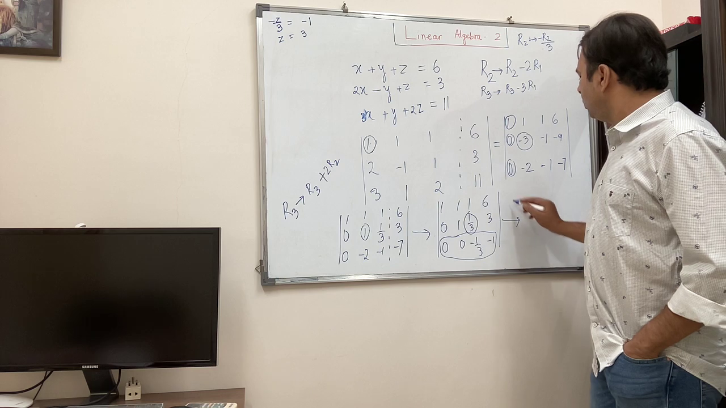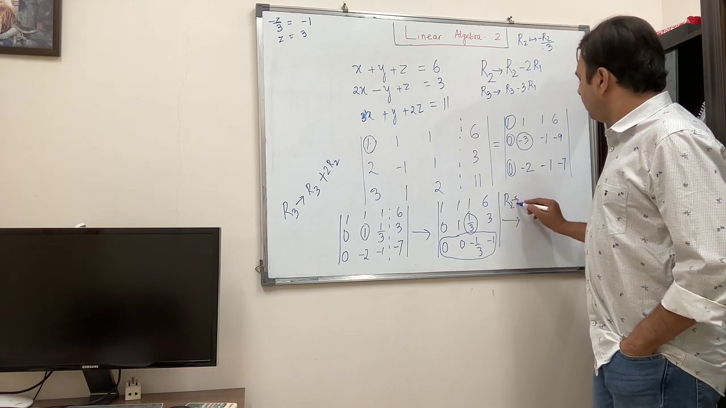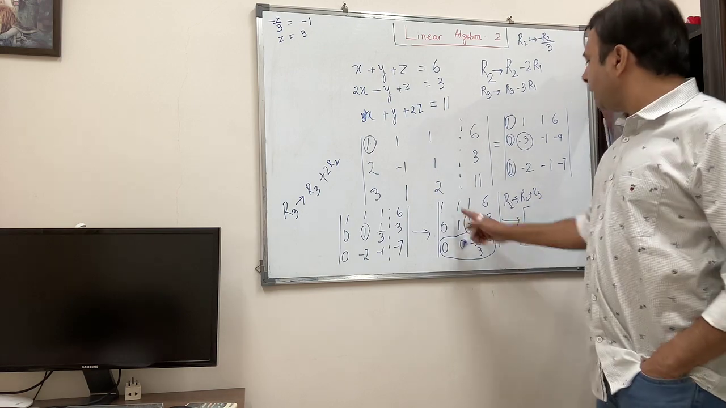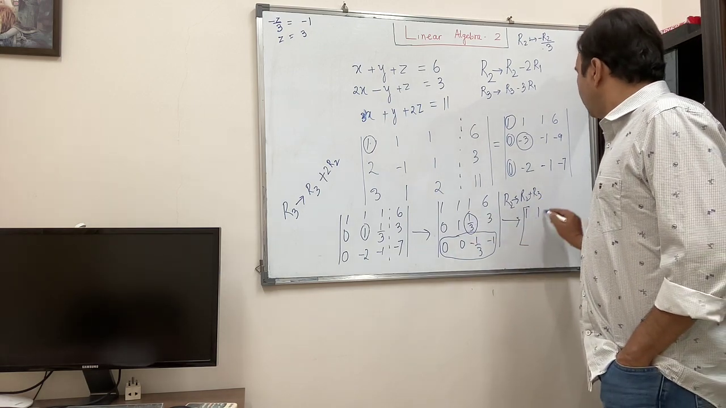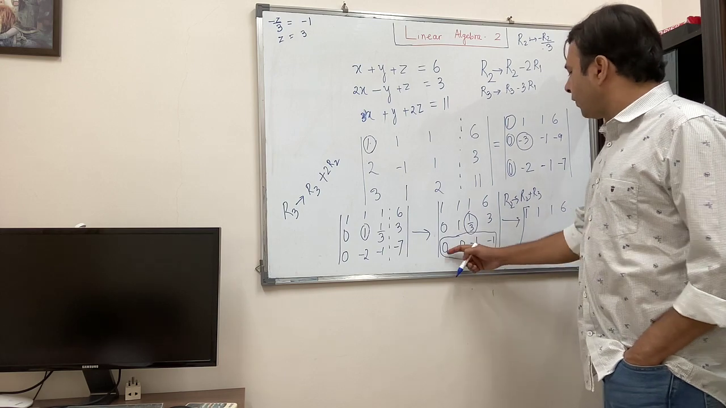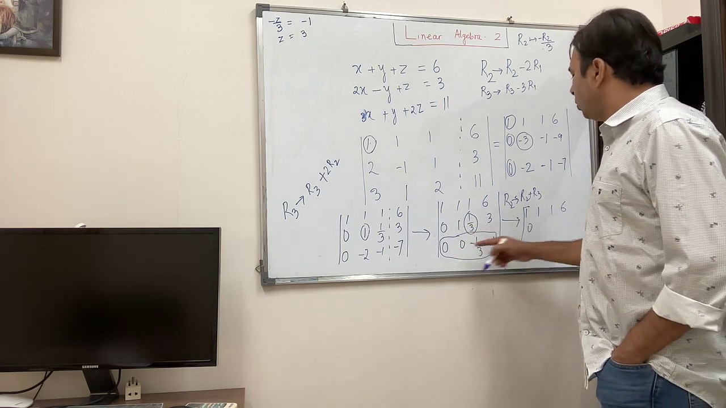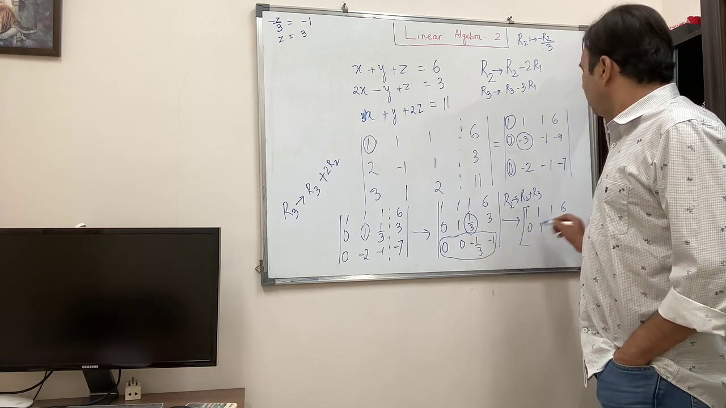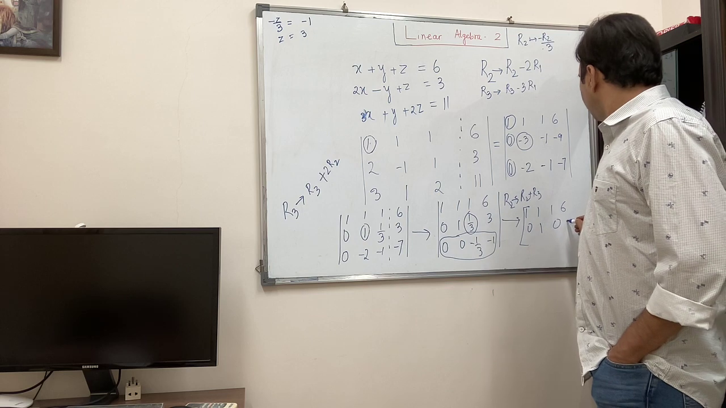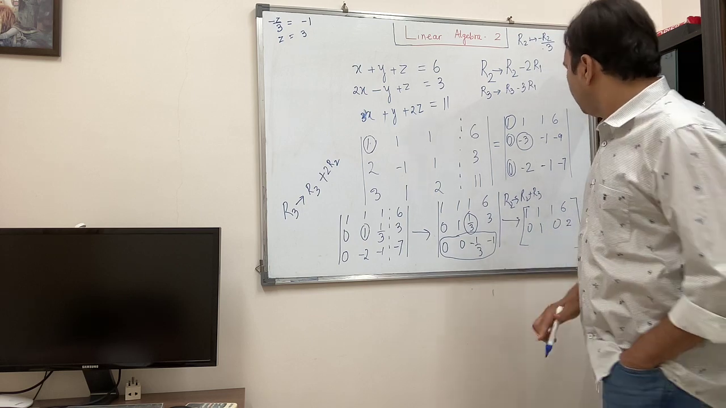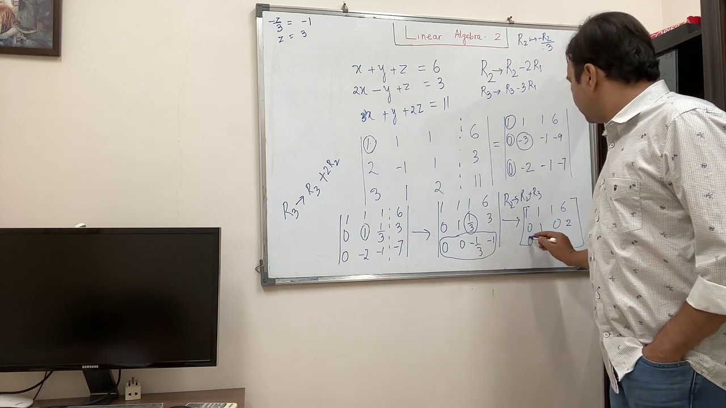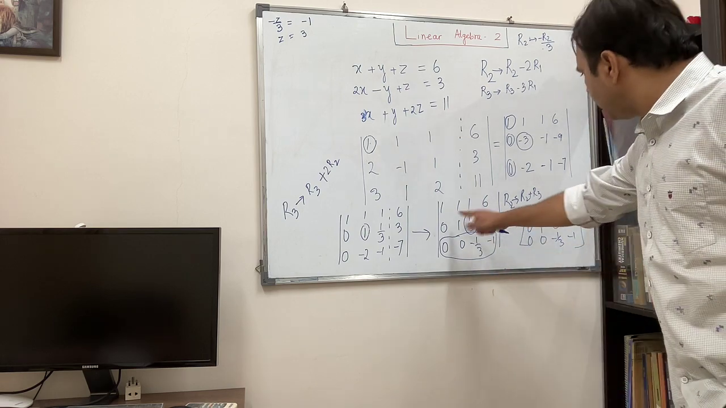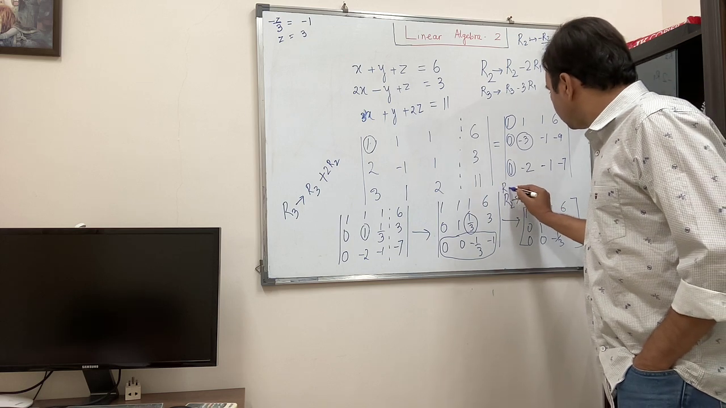So what I do is R2 goes from R2 plus R3. What will happen? The first row will stay as it is, 1, 1, 1, 6. The second row, if I add this and this is 0, 0 plus 1 is still 1, minus 1 by 3 plus 1 by 3 is 0, and minus 1 plus 3 is equal to 2. You see? The last row stays as it is, 0, 0, minus 1 by 3 and minus 1.